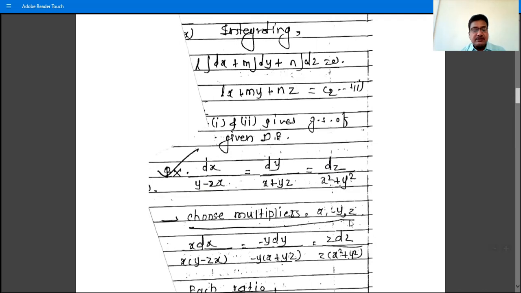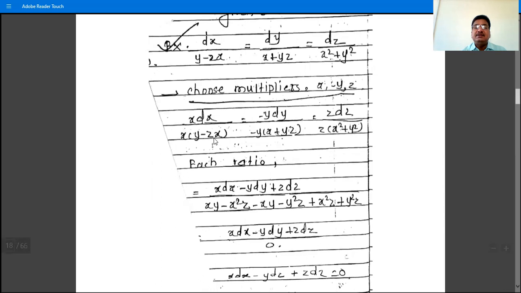So up to this, what we observe is that the multipliers are generally x, y, z, x minus y, z, or x minus y minus z, or 1 by x, 1 by y, 1 by z, or 1. These are the multipliers. So after the trial and error method, we can easily find these multipliers x, y, z, and therefore we can directly write this step.